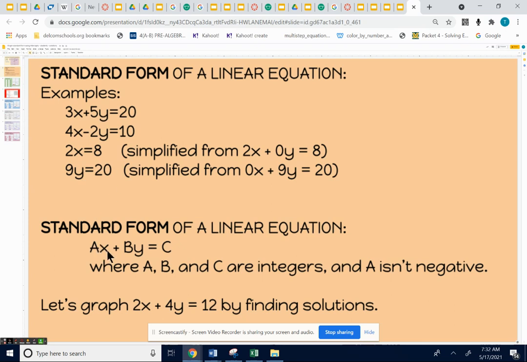The way you want to think about it is something x plus something y equals something, where those three somethings, call them A, B, and C, are integers. No fractions, no decimals. And usually we say A can't be negative, although you're going to see the value of A being negative sometimes. Usually you don't want that to happen, though. Let's just look at an example: 2x plus 4y equals 12. This is a line, but it's in a different form than you're used to.